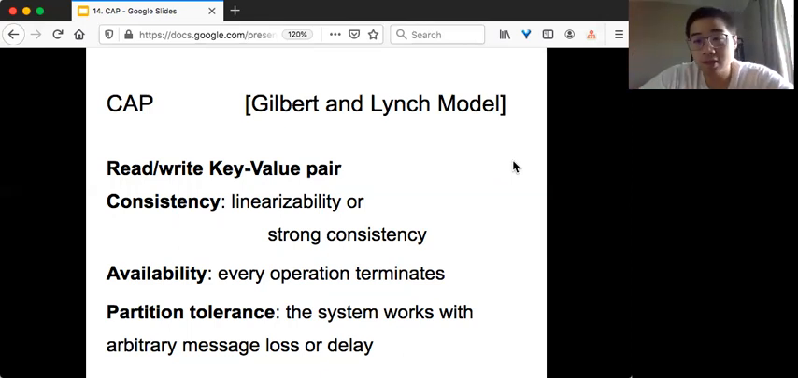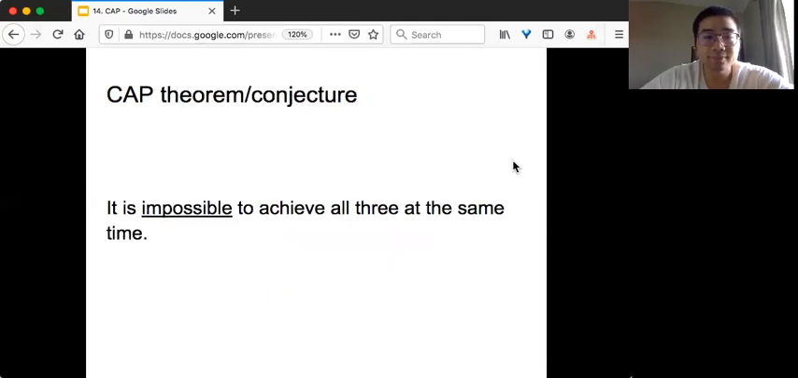In the Gilbert and Lynch paper, they model it as a typical asynchronous network, meaning that between any pair of nodes or any two sets of nodes, there might be arbitrary message loss or delay. Okay, so that's the model, very clean and very precise.